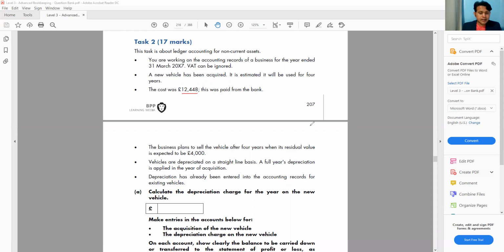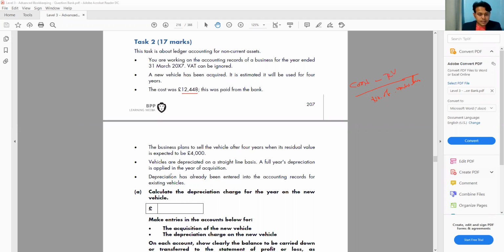So we understand how to calculate the depreciation, isn't it? Cost minus residual value divided by number of useful life. So that's how we calculate the depreciation. Vehicles are depreciated on a straight line basis, so that's the good news for us. So we can straight away calculate the depreciation.